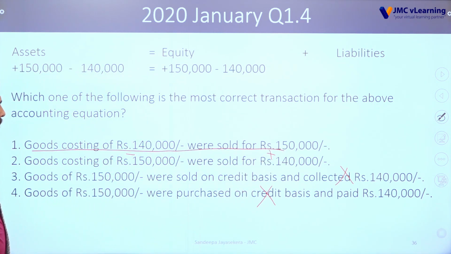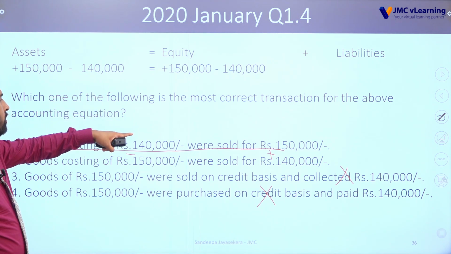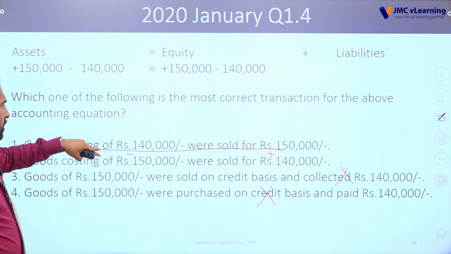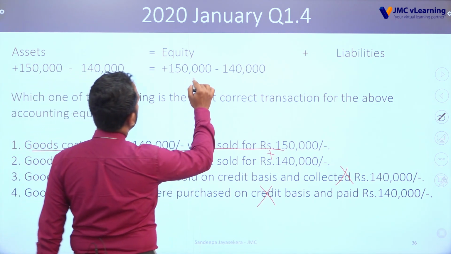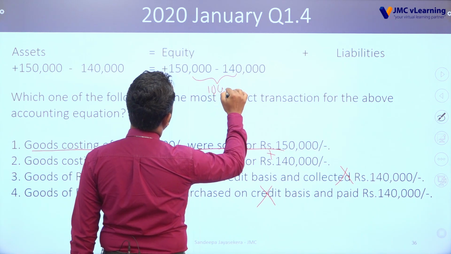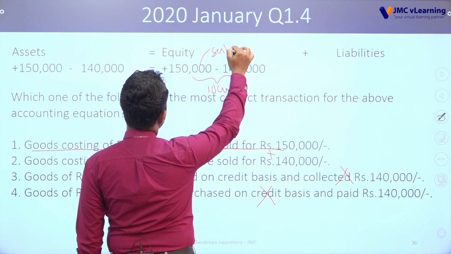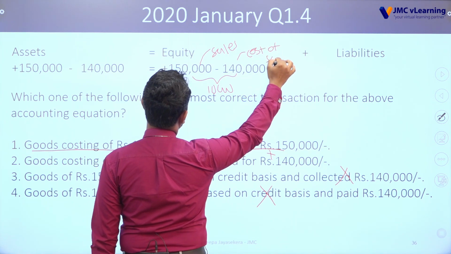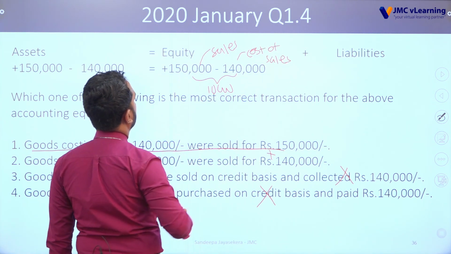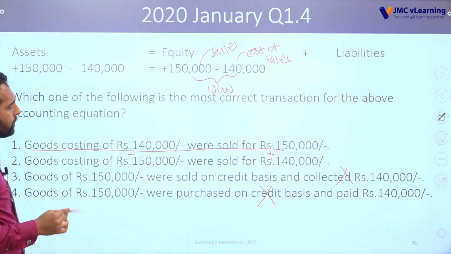Goods costing 140,000 were sold for 150,000. So 140,000 stock comes down, 150,000 cash goes up. The net result, 10,000 is added to the profit. This is your sales. This is your cost of sales. This is the profit.